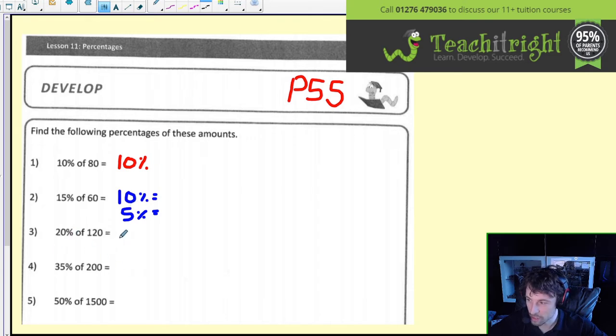Then for this one, you're going to need to work out 10%, and from there, double it to work out 20%. I should color code it so it looks obvious it's a different question. So question 3, work out 10%, then 20%. For number 4, I would actually work out 10%, 5%, and 30%.